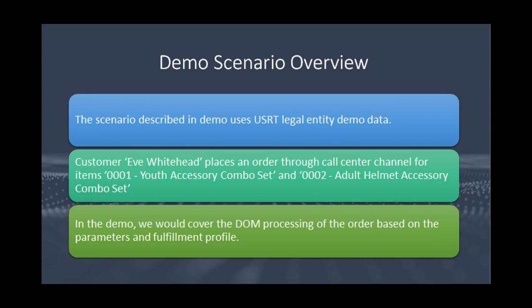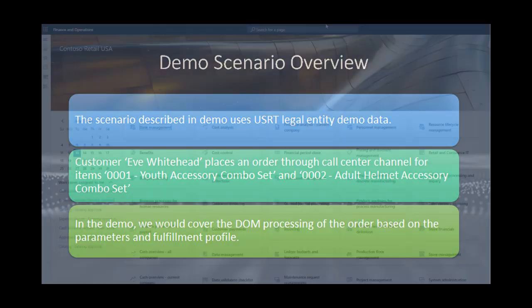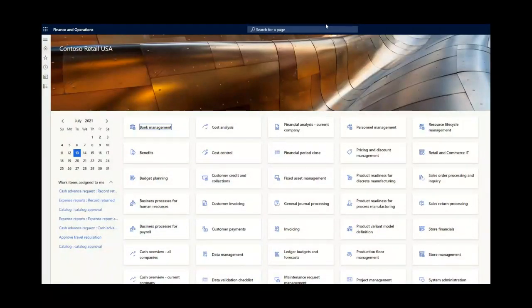Okay, I have selected a customer, Eve Whitehead, who places an order through call center channel for items youth accessory combo set and adult helmet accessory combo set. Okay, so I mentioned here call center, but in practical world, it can be e-commerce or any other order source also that we talked about in the previous slide. And in the demo, we would cover the DOM processing of the order based on the parameters and fulfillment profiles and see how this particular order is brokered. So let me begin with demo.